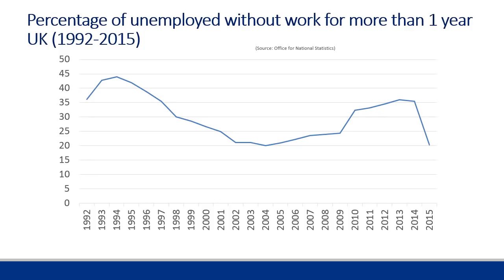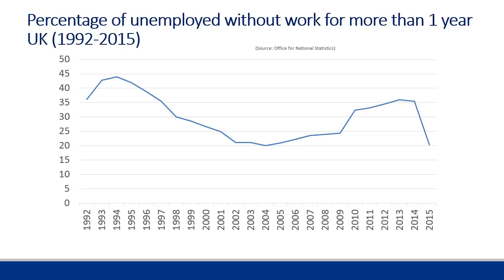Here we have some data. It's interesting for the UK. Between 1992 and 2015, the percentage of unemployed workers without work for more than 1 year, and this is a dangerous period of time because it's possible that someone will start to give up looking for work. So we have something called hysteresis, and we have people exiting the labour force, which is not necessarily good for the economy.